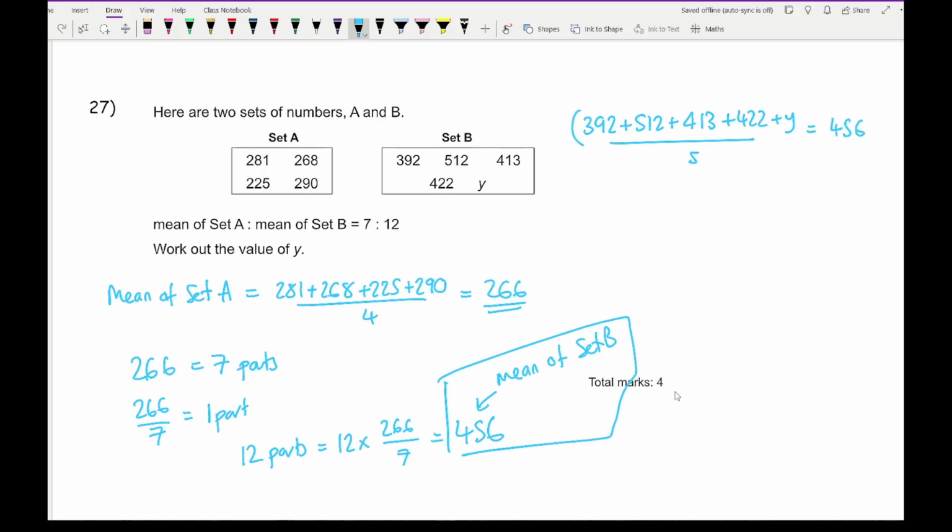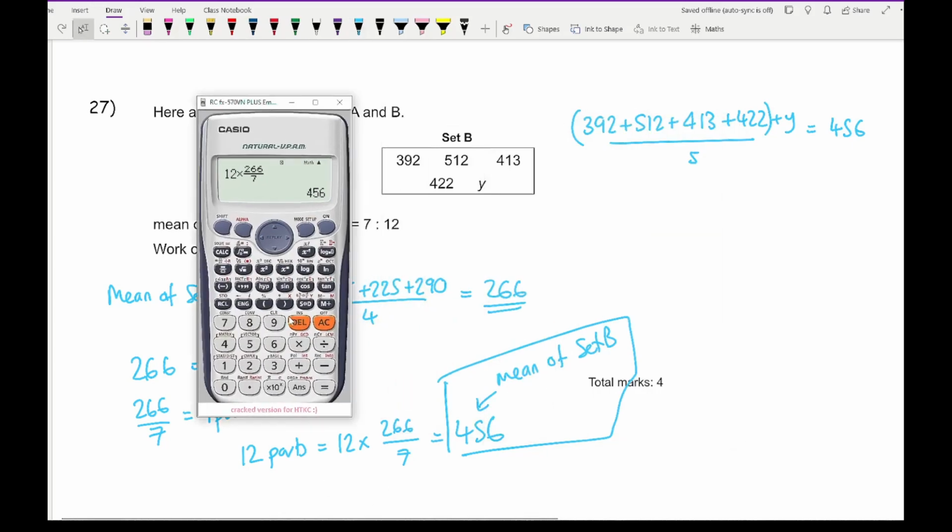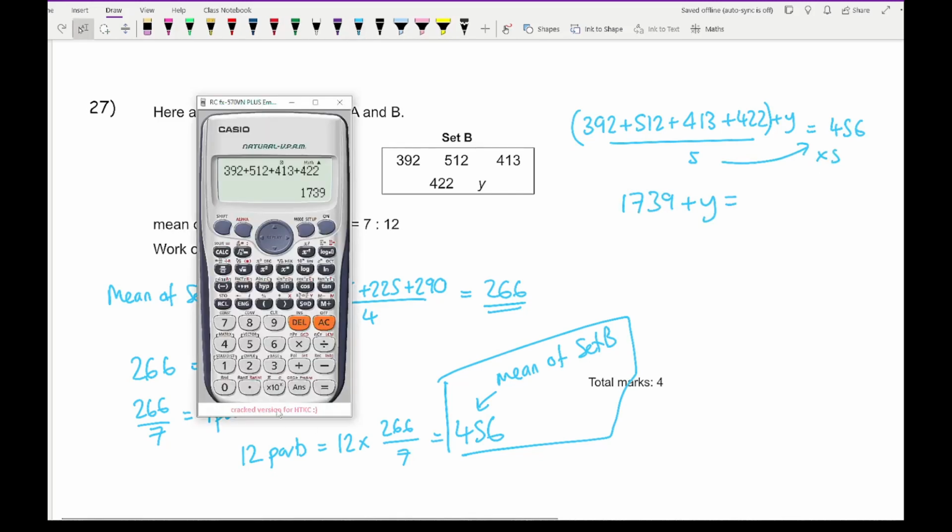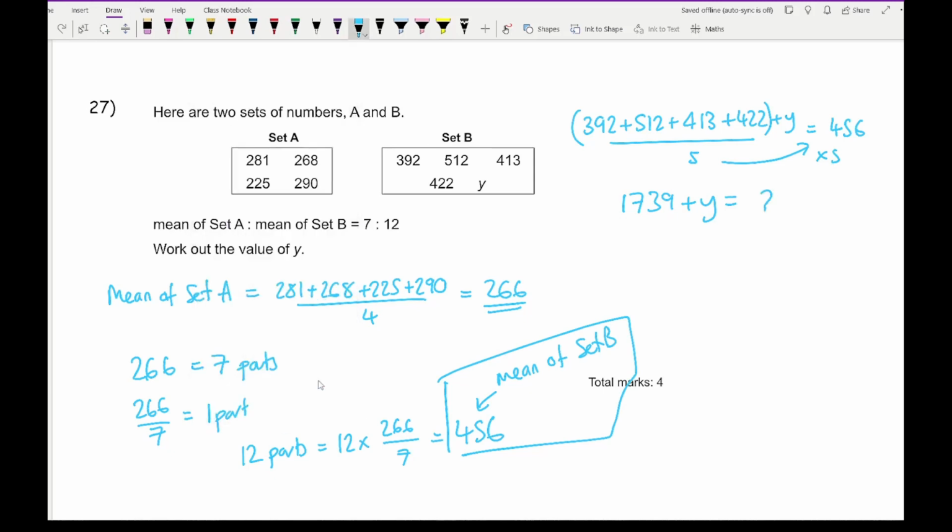So then if I neaten all of these 4 numbers up, let's just quickly do that on the calculator. So 392 plus 512 plus 413 plus 422 equals 1739. So 1739 plus y equals, if I take the 5 over to the other side, that's going to be 5 times 456, which equals 2280. And then if I take this over to the other side, I end up with a y value of 541, and there is my value of y.